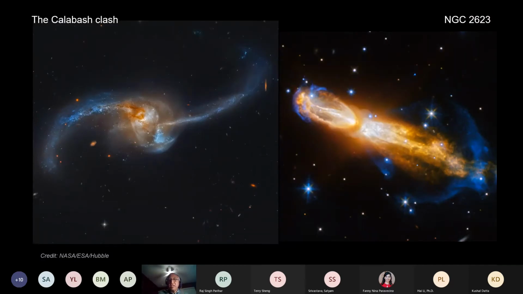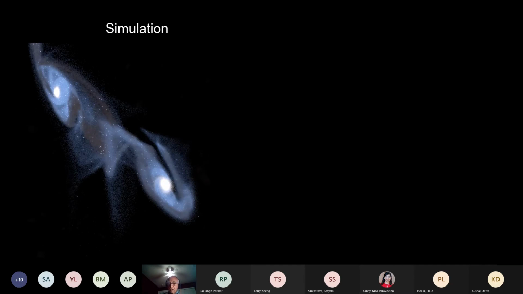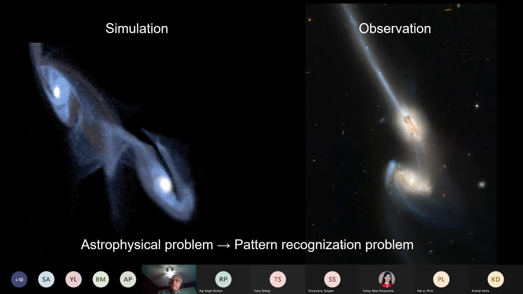Another example is these couple of galaxies. The question for astrophysics is, this is not for entertainment only. Astrophysics would like to know the morphology of the galaxies, which tells us about their histories, and that's what they want to know. So what happens is we go from simulation to observation.